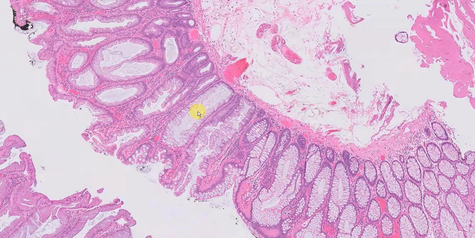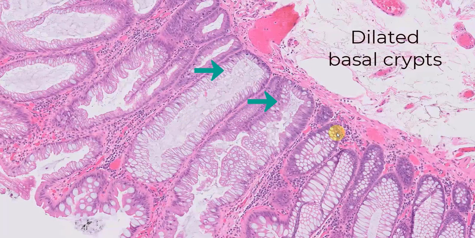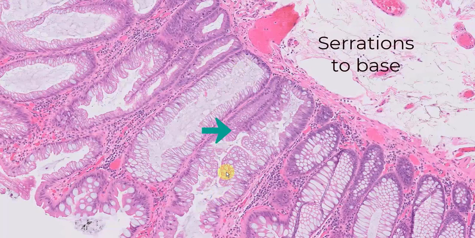All right, so three things you're looking for at the base. The first is dilated crypts. Here's a narrow crypt. This is what a narrow crypt should look like. Dilatation of the crypts. Unequivocal dilatation of the crypts, criteria number one. Criteria number two, serrations. Here you see them, serrations going all the way to the base. So that's criteria number two.